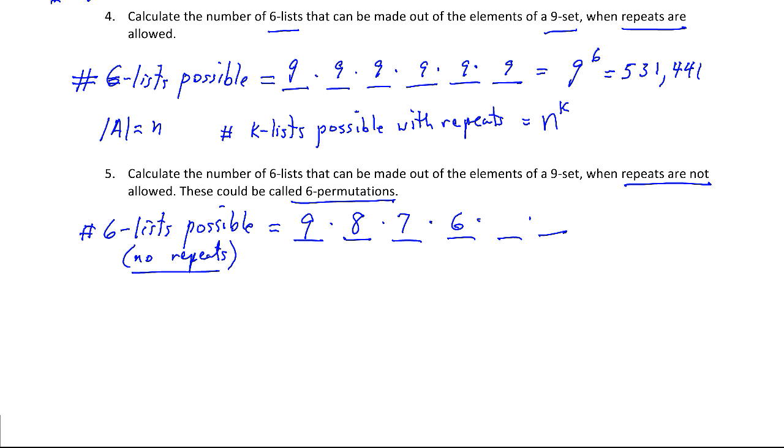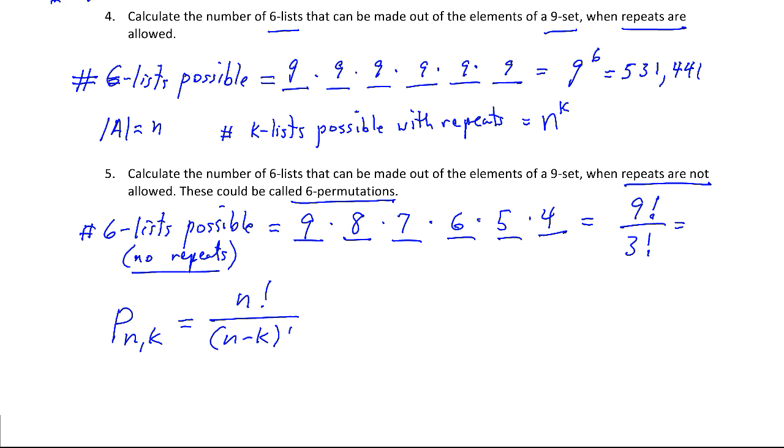7, 6, 5, 4. And this is 9 factorial over 3 factorial, which is really a special case of a more general formula where it's very important. We call this P(n,k), and this is n factorial over (n minus k) factorial. And so this can be written as 9 factorial over (9 minus 6) factorial.